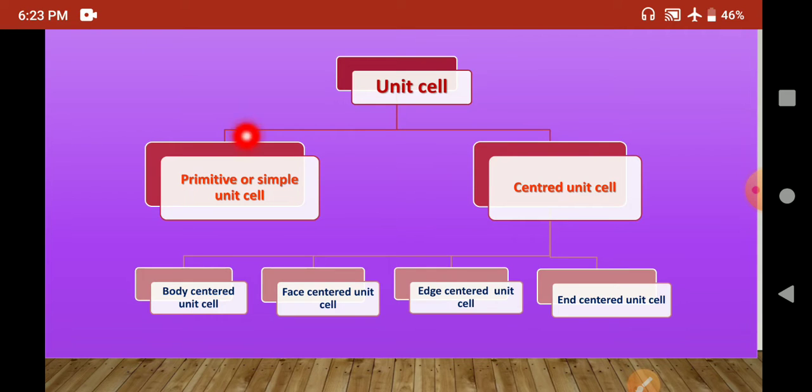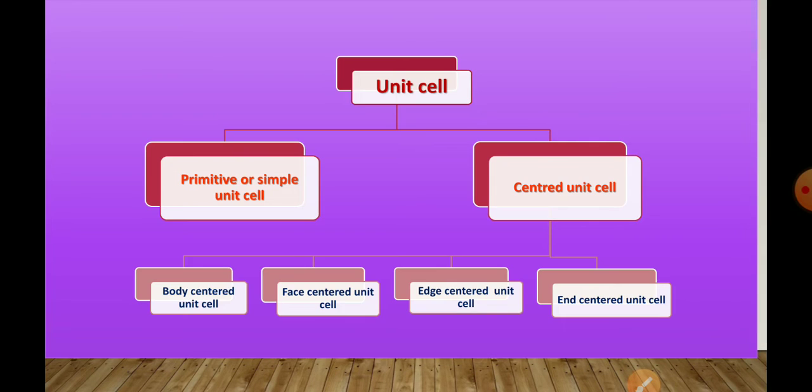The primitive unit cells are not further classified, but centered unit cells are further classified into 5 different types. One is body centered unit cell, next one is face centered unit cell, edge centered unit cell, and the last one is end centered unit cell or face end centered unit cell. Okay, so these are the 5 different types of centered unit cell.